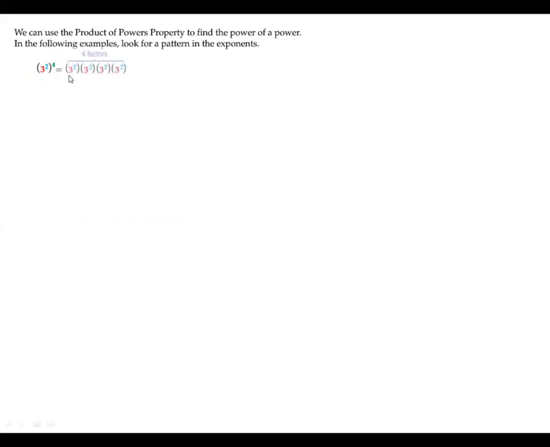So that's going to be 3 squared times 3 squared times 3 squared times 3 squared, which means I'm going to have 3 to the 2 plus 2 plus 2 plus 2, which is 3 to the 8th. If I have r to the 4th cubed, that means multiply 3 factors of r to the 4th together. So r to the 4th times r to the 4th times r to the 4th, which would be r to the 4 plus 4 plus 4, which is r to the 12th. Do you see a shortcut?